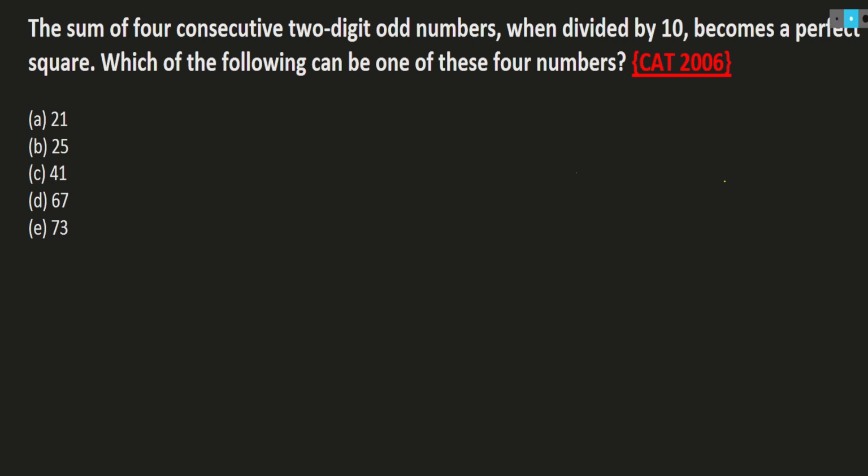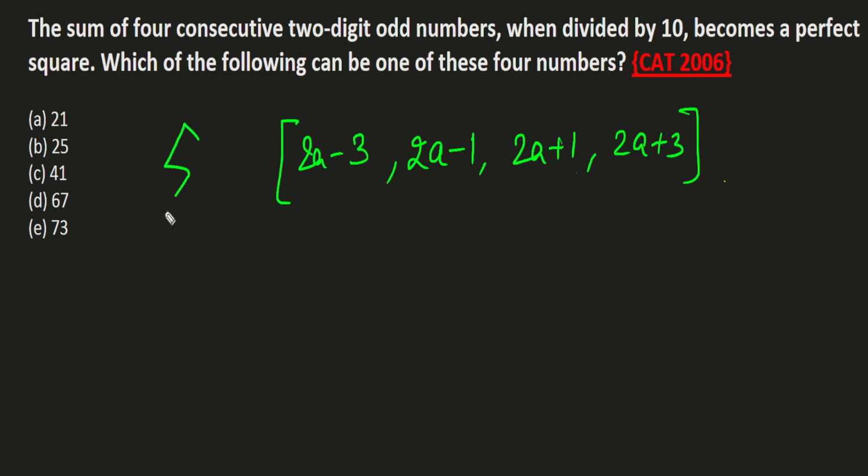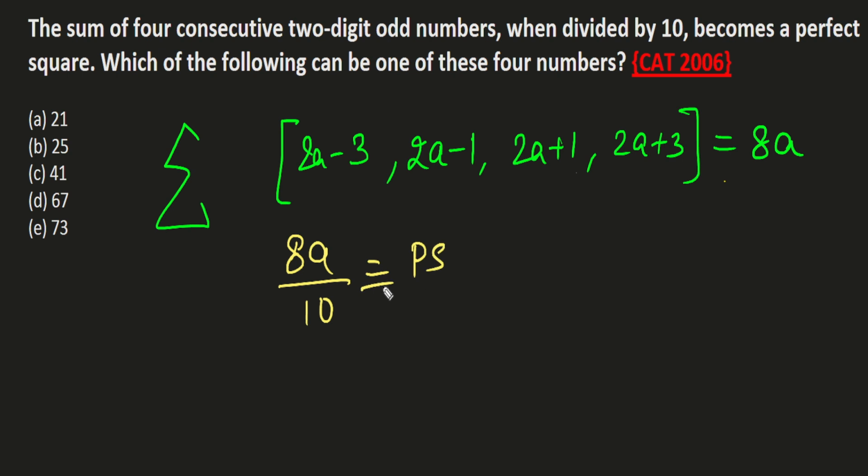Now let's look into the algebraic way of solving this. Four consecutive odd numbers can be written as 2a minus 3, 2a minus 1, 2a plus 1, 2a plus 3. I'm not very happy with this method, but let's do it anyway. When we add these numbers, the constants cancel out, so I will be left with 8a. What we have been told is that when we divide 8a by 10, what we get is a perfect square.